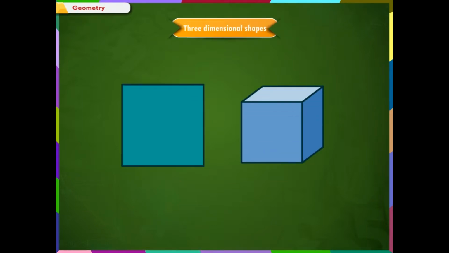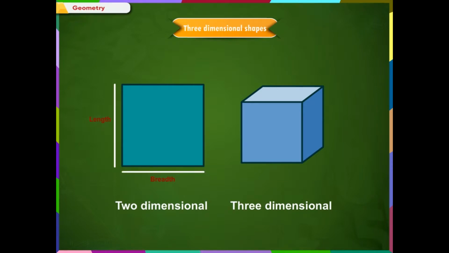Three-dimensional shapes. Geometric shapes are classified into two types, namely two-dimensional shapes and three-dimensional shapes. Two-dimensional shapes have only two dimensions, namely length and breadth, whereas three-dimensional shapes have three dimensions: length, breadth, and height.